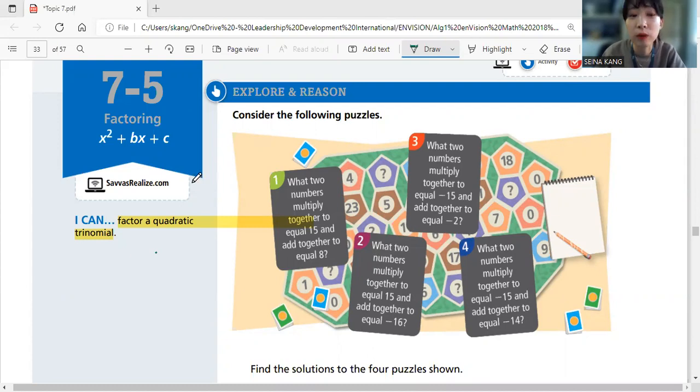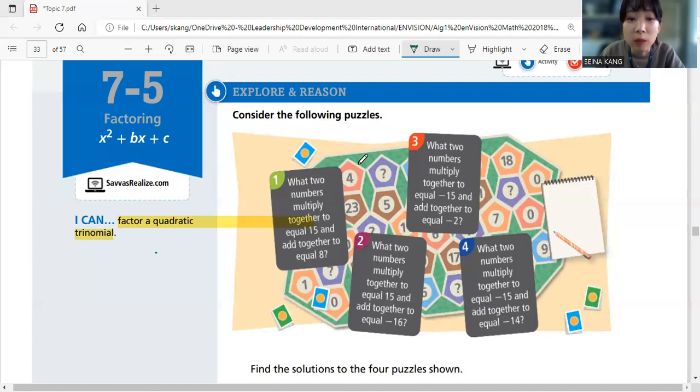So, you know what quadratic means? It has a power of 2. And trinomial means the polynomial has 3 terms. So we're going to factor a quadratic trinomial in the form of x²+bx+c in standard form. First, we're going to start with explore and reason. Let's consider the following puzzles.